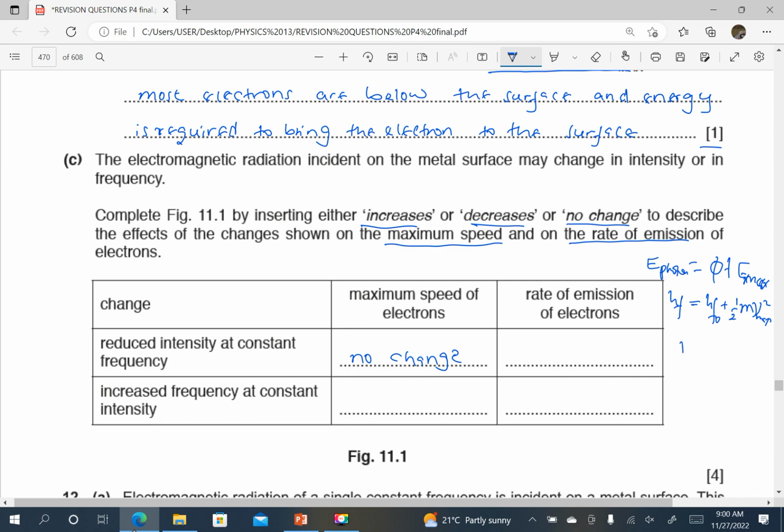But if the intensity is reduced at a constant frequency, what happens to the rate of emission? Remember, intensity is the number of photons per unit time, which gives the number of electrons per unit time. Reduced intensity at a constant frequency means there are now fewer photons incident on the surface. Fewer photons will cause fewer electrons to be ejected, because remember, this was a one-to-one interaction. One photon only knocks out one electron. So if the number of photons is reduced, the number of electrons emitted also decreases. So the answer here will be decreases.